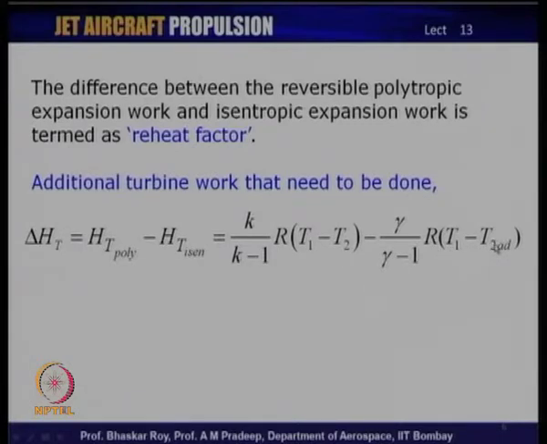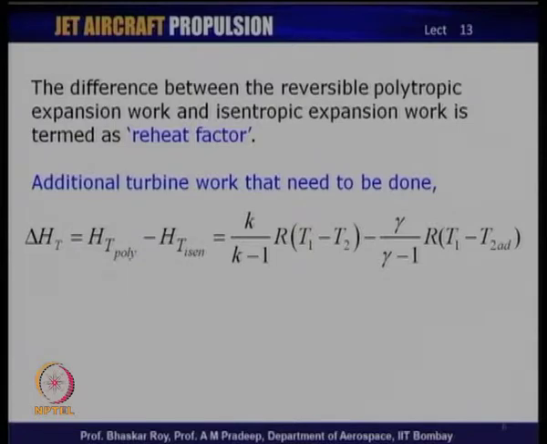So, the difference of the two can be the extra work that the turbine needs to do to extract the work from the high energy gases, which means of course, that much less work would be available on the shaft for supply to the compressor or to any other functionary in the jet engine.